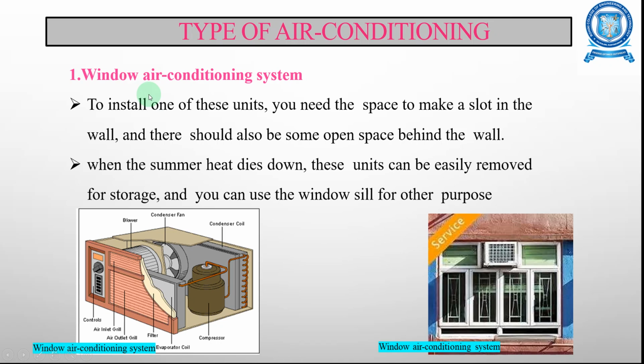So, types of air conditioning. We have the first type as a window air conditioning system. You can see from the figure. To install one of these units, you need a space to make a slot in the wall. You can see the slot in the second diagram, and there should also be some open space behind the wall. When the summer heat dies down, these units can be easily removed for storage, and you can use the window sill for other purposes.